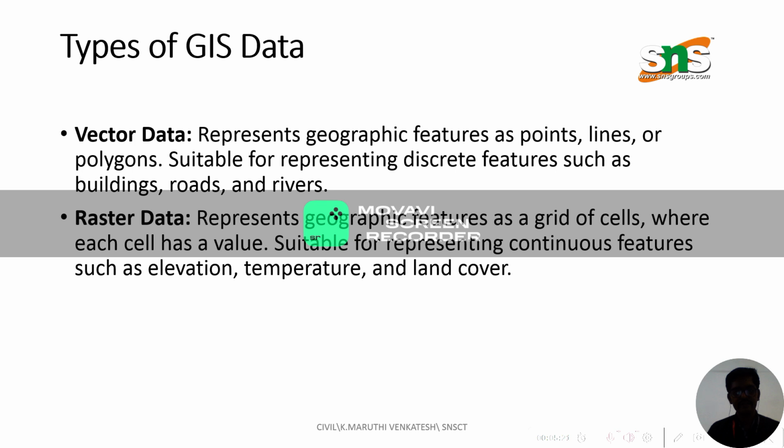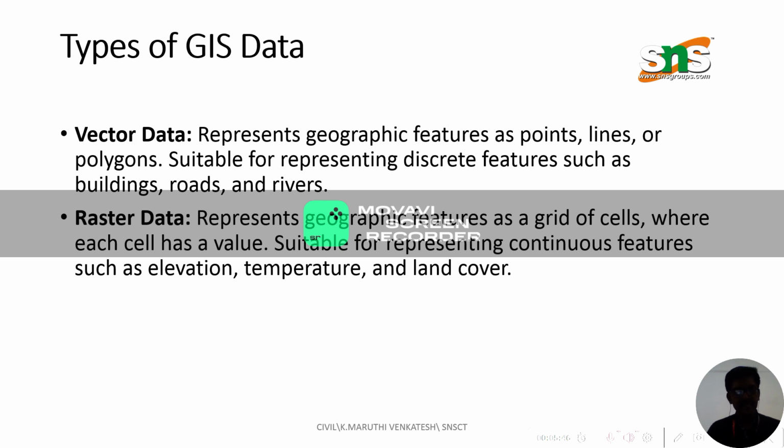Vector data represents geographic information like points, lines, and polygons, suitable for representing discrete features such as buildings, roads, and rivers. Roads we can say in the form of line. Rivers we can say in the form of line. Buildings we can tell in the form of points. And a lot of area in the particular town or villages we can represent as a polygon.